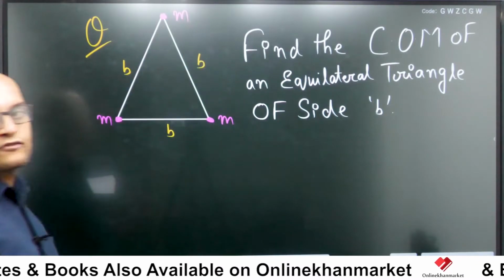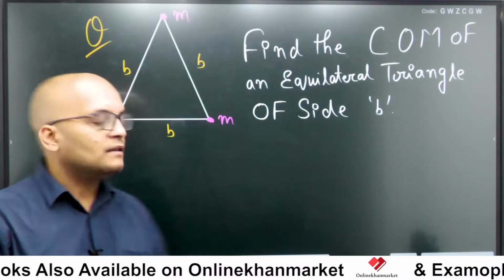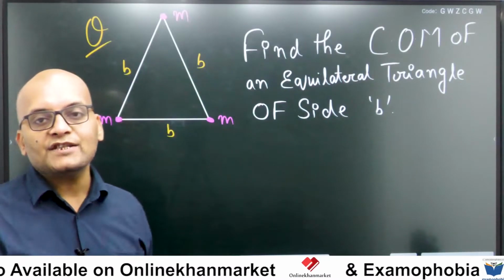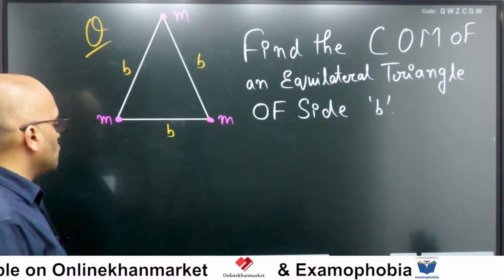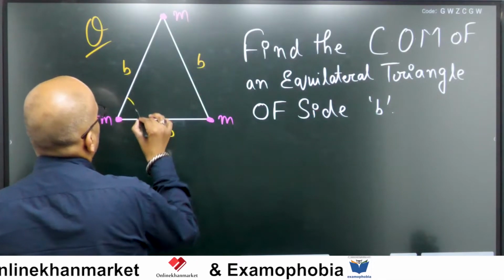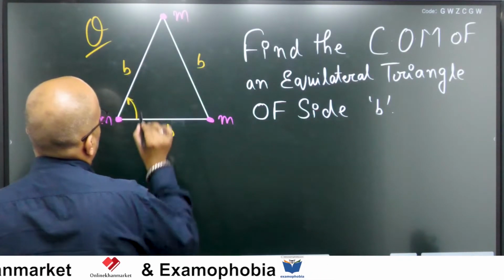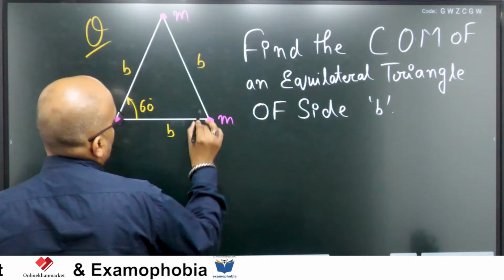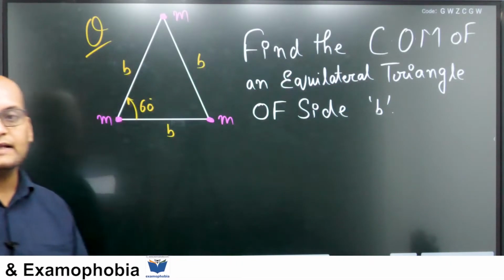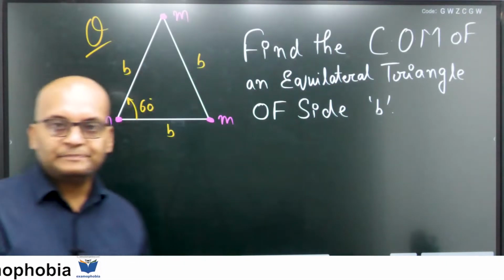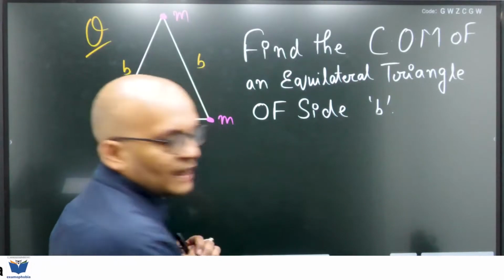Since it is an equilateral triangle, all the sides will be equal. That is why I have taken b along each and every side, right? And we also know that in an equilateral triangle, each and every angle is 60 degrees. Okay guys? Clear? Okay, now let's solve it.